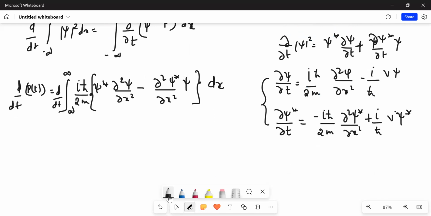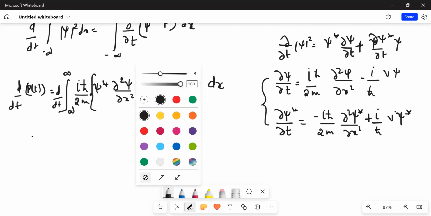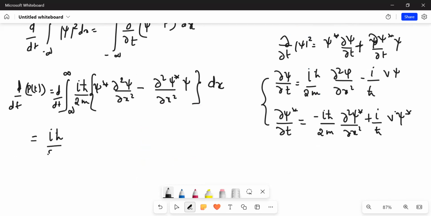Okay, and now if I integrate this thing, I'll get iħ upon 2m. So iħ upon 2m, and then you can integrate this particular thing. So what should I write?